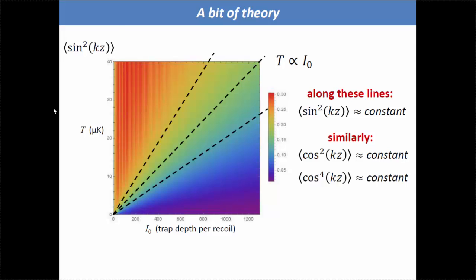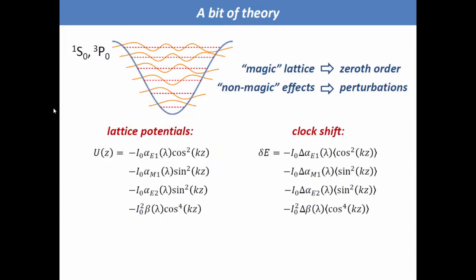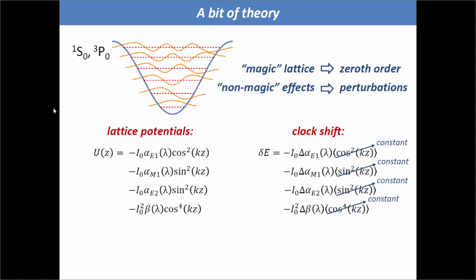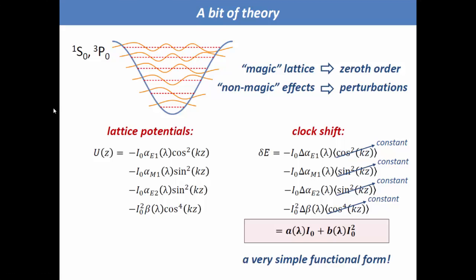All right, now what all this implies is if we go back to our expression for the clock shift, where we have these spatial averages here that in general depend on the intensity and the temperature, we can just replace those with constants. And then the rest of this expression just collapses down to a very simple form where we have one term that's linear in intensity and another term that's quadratic in intensity. And then we have these two coefficients here that generally depend on wavelength.